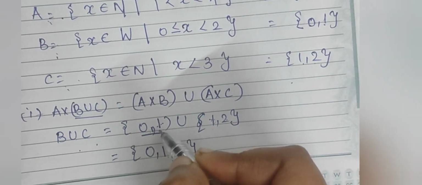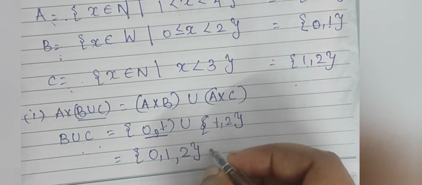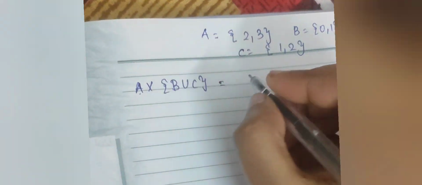As there is no 2 here, the answer for B union C is equal to {0, 1, 2}. Next, we have to find the answer for A cross (B union C). So first, let's write the values of A, that is equal to {2, 3}. And we have to write the values of B union C.